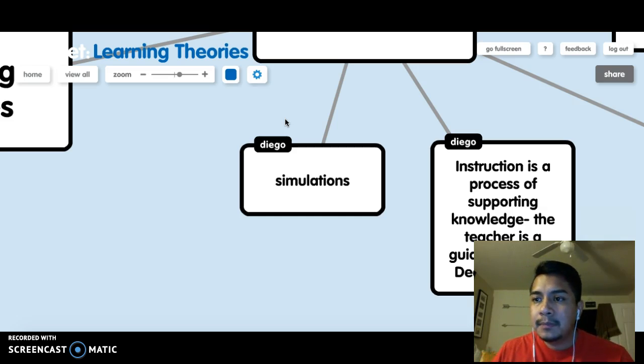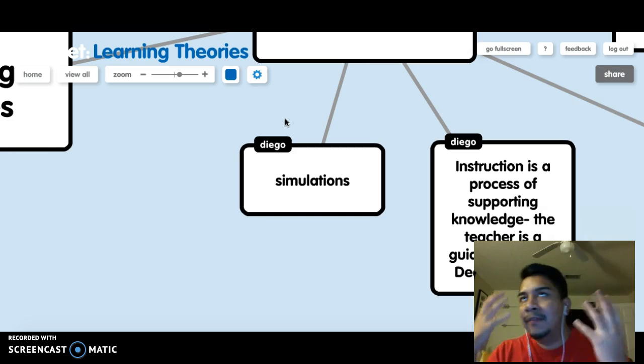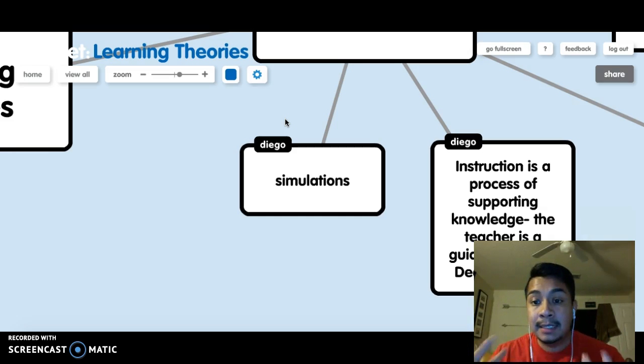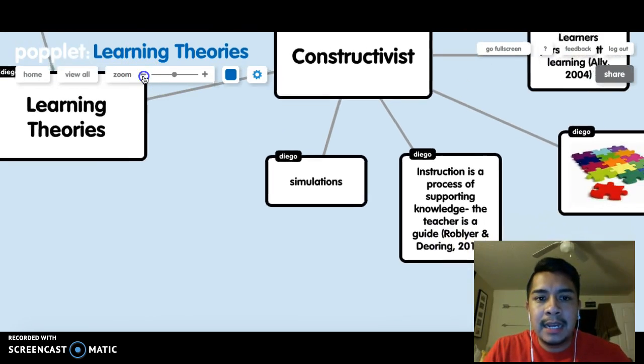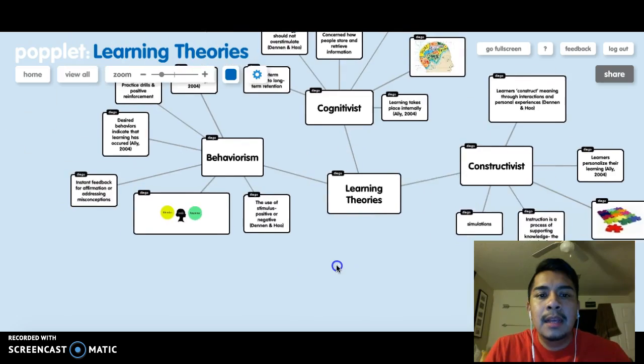Something like, and the first thing that came into my head would be The Sims, where you actually go in and build a city. So there is a simulation of the real world. So those are the three major learning theories that I decided to focus on.